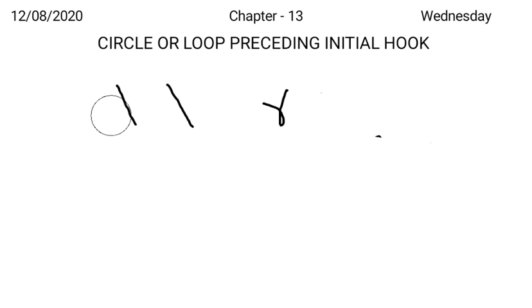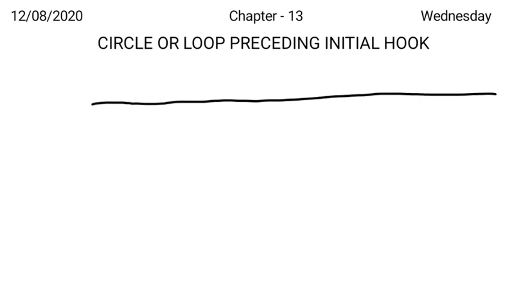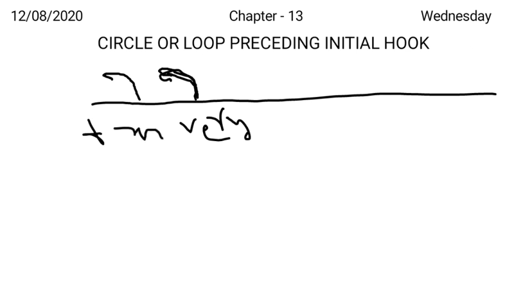This is about the chapter circle or loop preceding initial hook. Now the grammalogues in this chapter. Second form of for, thin, it represents from. If you write the same thing tick, it represents very. Sorry, very. This represents from, F-R-O-M, from.